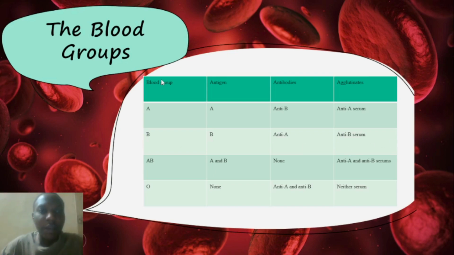For blood group AB, the antigens are A and B, the antibodies are none, and the agglutinates are the anti-A and anti-B serum. For blood group O, the antigen is none, the antibodies are anti-A and anti-B, and the agglutinates are neither serum. Moving on to our next slide, we discuss what this table clearly means.